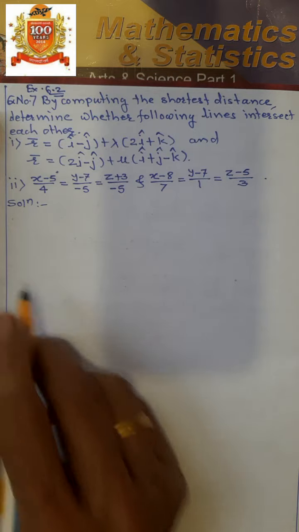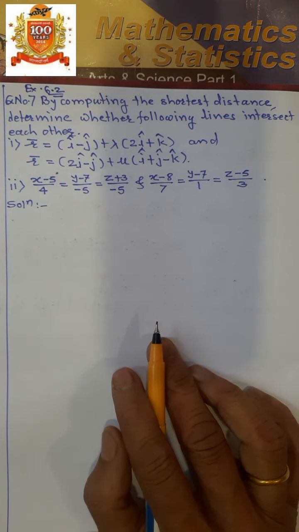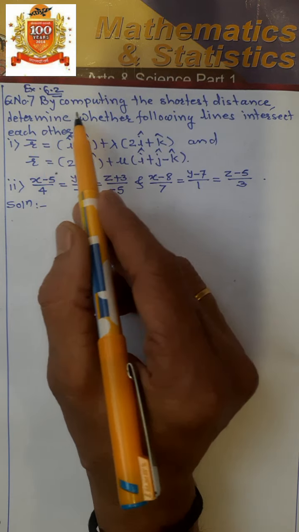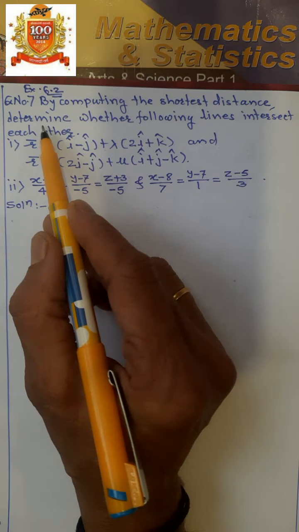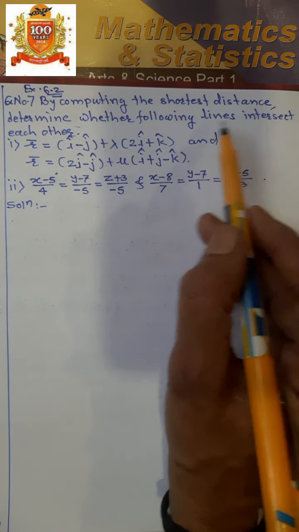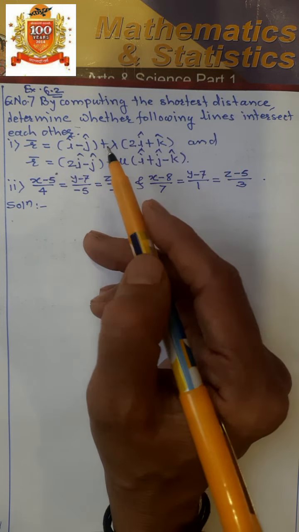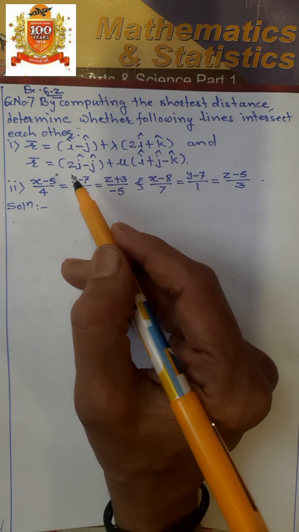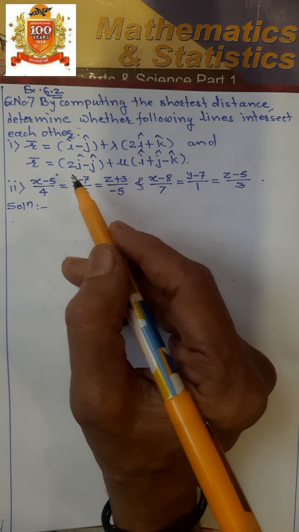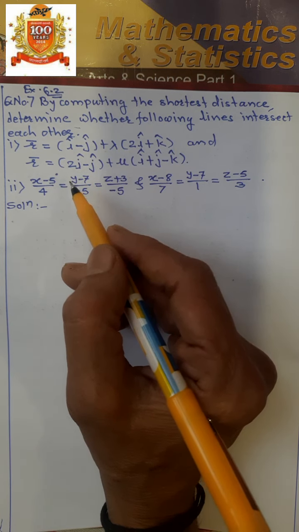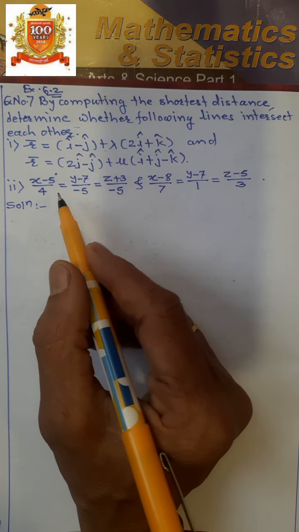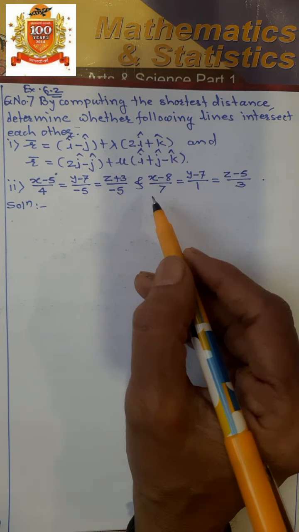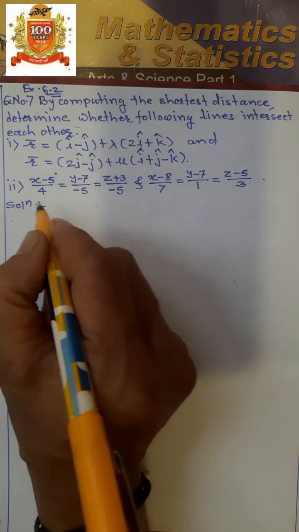Let us see question number 7 of exercise 6.2. Question 7 is like this. By computing the shortest distance, determine whether the following lines intersect each other. There are two questions. In the first question, the equations of lines are given in vector form. In the second question, the equations of lines are given in Cartesian form. Let us solve both the questions.